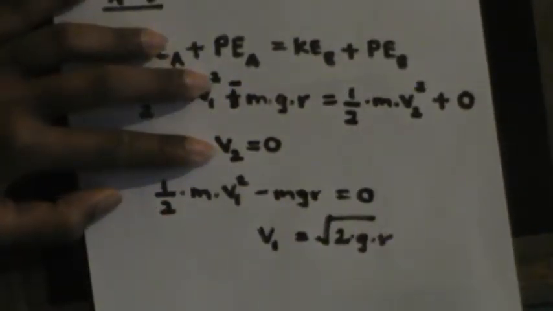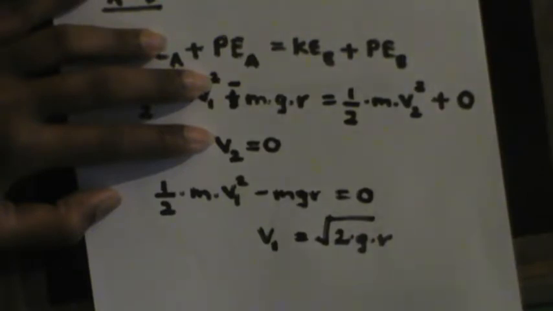This part being 0 means half times m times v1 square minus mgr is equal to 0. Since m is not equal to 0, you can take v1 is equal to root of 2 times g times r, where r is the radius of the Earth. This is the condition when v2 is equal to 0, which means this object has 0 velocity at infinity.